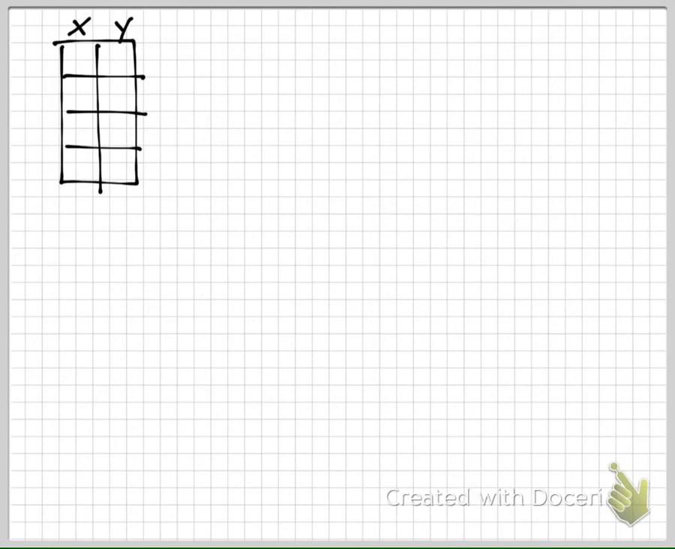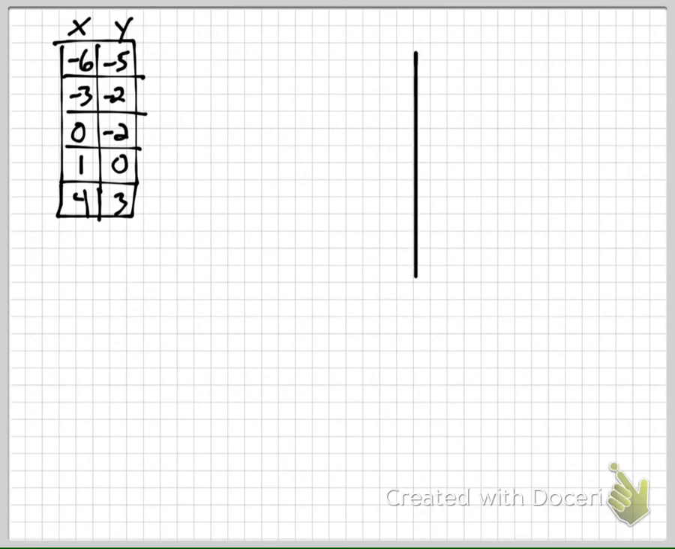Let me give you one. Let's go -6, -5, -3, -2, 0, -2, 1, 0, and 0.43. I want you to graph that for me, please. Do you all know how to graph this? You'd graph it like this, like that's one coordinate, that's one coordinate, that's one coordinate. Does that make sense? We don't have graph paper. What do we do? We use graph paper. Anytime we do this, you need to use graph paper. All right, so here we go. When we graph this, it should look like this.